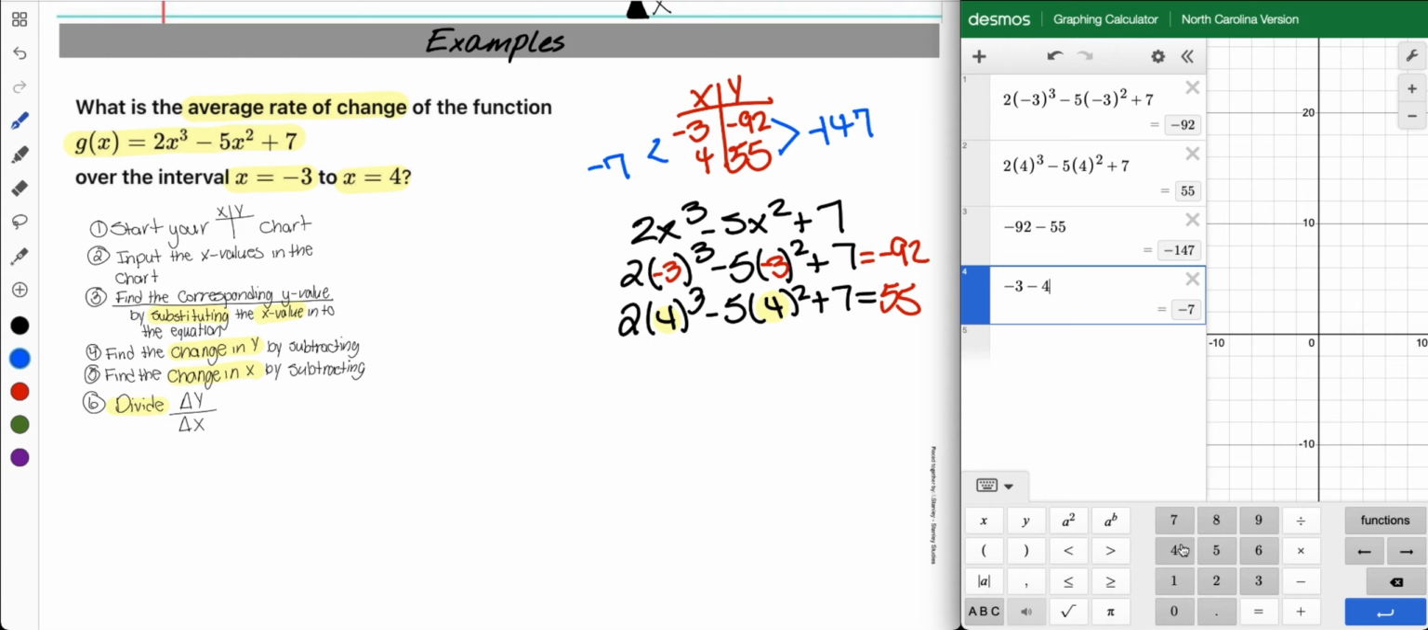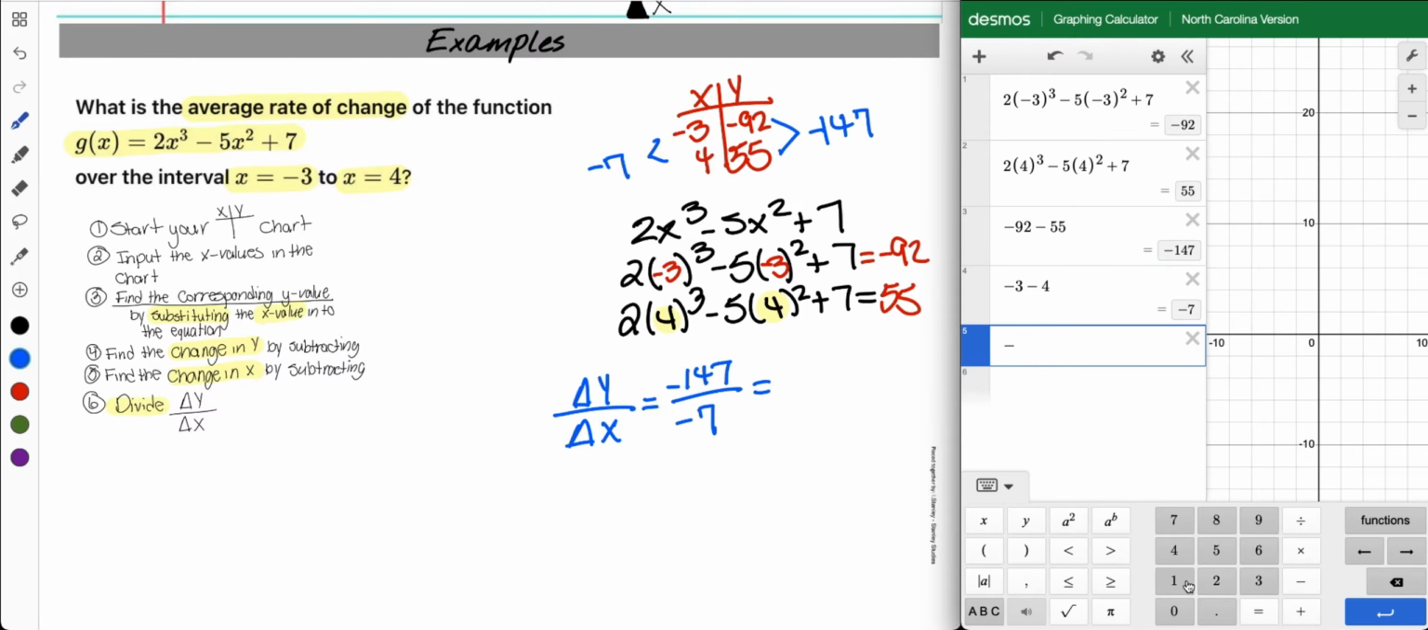And that's going to give me negative 7. Now, the last step is that we take and divide the changes. Remember that our changes are our change in y first, divided by our change in x. So our change in y was negative 147. And we got to divide that by our change in x, which is negative 7. So when we divide that, we get 21. So the average rate of change for the function, which is g of x, will be 21 for this example.